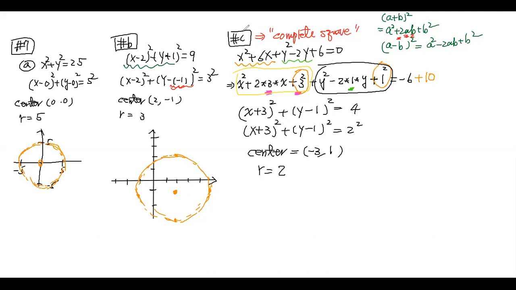And now the plotting will just be pretty easy. Okay, so let's do here. All right, so here we have 1, 2, 3, 4, 5 on each axis direction. All right, and then negative 3 and 1. So this is my center. And then the radius is 2, so I go 2 units. 1, 2. Go up 2, go down 2. So this will be my circle.